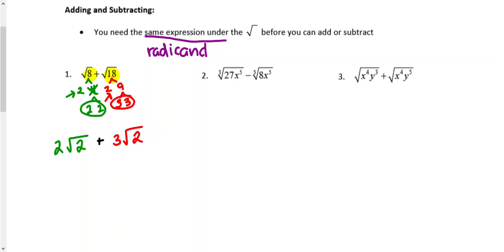So now, since my radicals, my roots, are the same, square root of 2 and the square root of 2, all that's left for me to do is to add the outside numbers. So I want to take 2 plus 3, which gives me 5, and then you still have your square root of 2. Because remember, that square root sign protects that 2, so we can't change it. So you can only change things that are on the outside. And that is your answer for number 1.